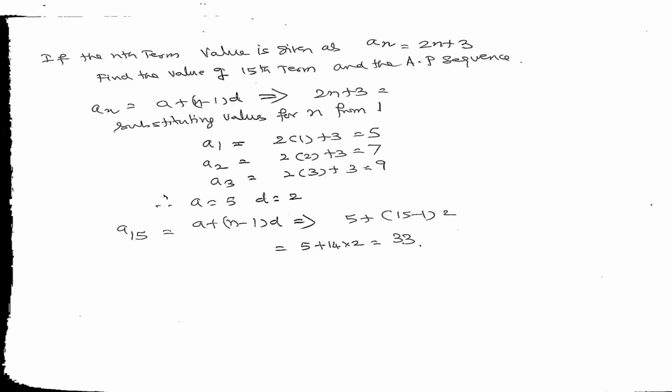AN is equal to A plus n minus 1 into D. AN is equal to 2n plus 3. Substituting the values of n from 1, A1 is equal to 2 multiplied by 1 plus 3, which is 5. A2 is equal to 7. A3 is equal to 9. Therefore, A is equal to 5 and D is equal to 2. The 15th term then, A15 is equal to A plus n minus 1 into D, A plus 14 into D, that is equal to 33.